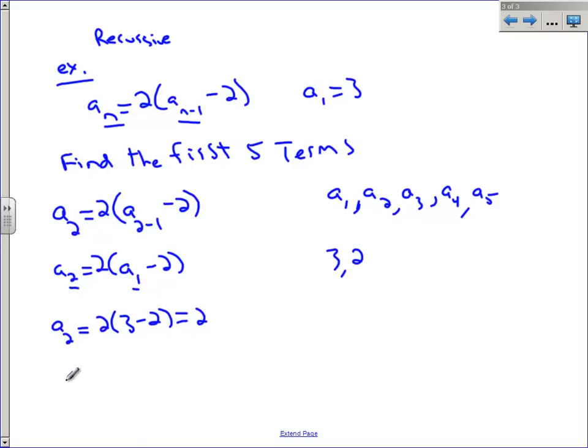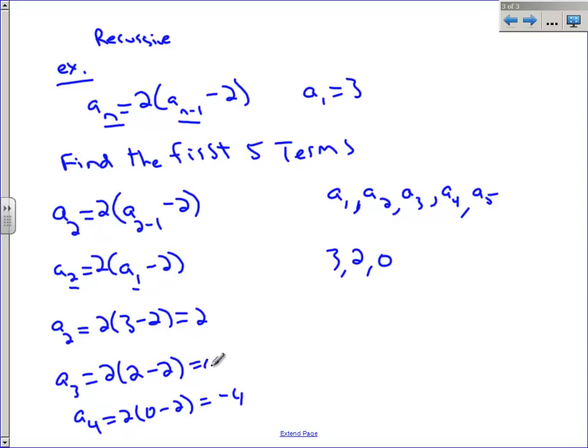So let's see if we can't find a sub 3 then. A sub 3 would be 2 times the one before it minus 2, which would be 0. And then a sub 4 would be 2 times the number before minus 2, which would give me negative 4. And then a sub 5 is equal to 2 times the number before it minus 2. That's negative 6, that's negative 12.